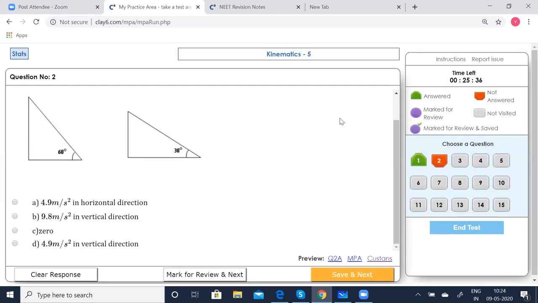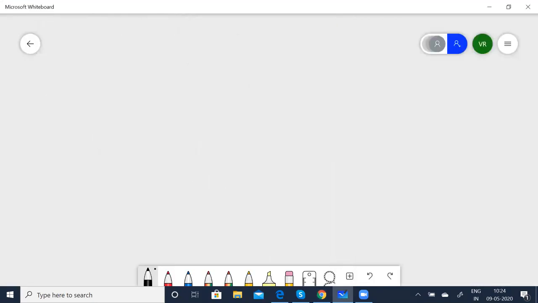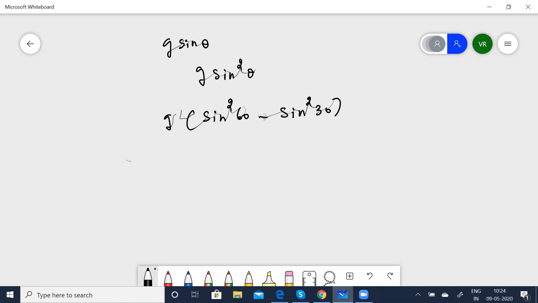Okay. Let me clear this. Now let a be the acceleration on the inclined plane, which is going to be g sine theta. Let the vertical component of acceleration be g sine squared theta. Okay, g sine squared theta. Therefore, relative acceleration of A with respect to B is going to be g times sine squared 60 minus sine squared 30.